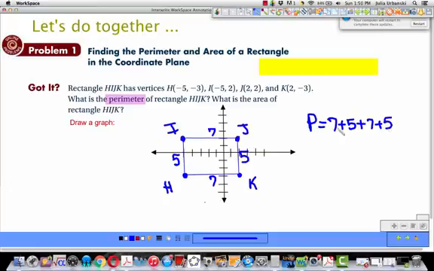I see it as 7 and 7 is 14. 14 plus 10 is 24. And they didn't tell me what unit to use, so I'm going to just say units.